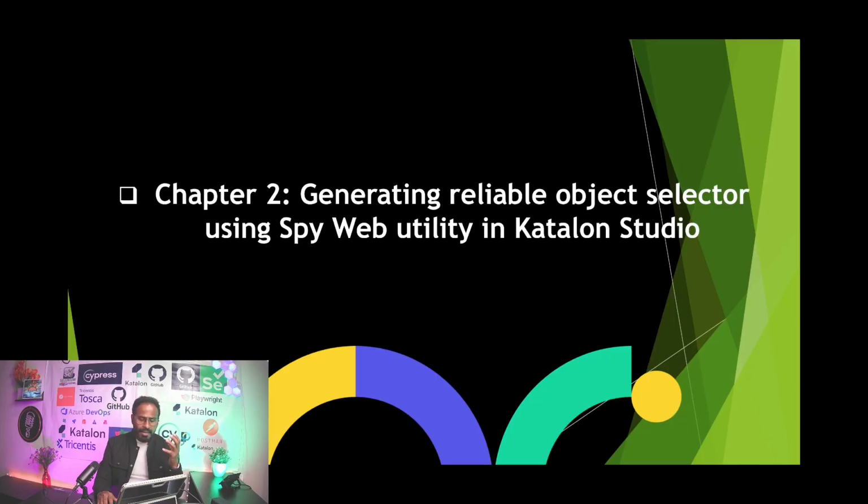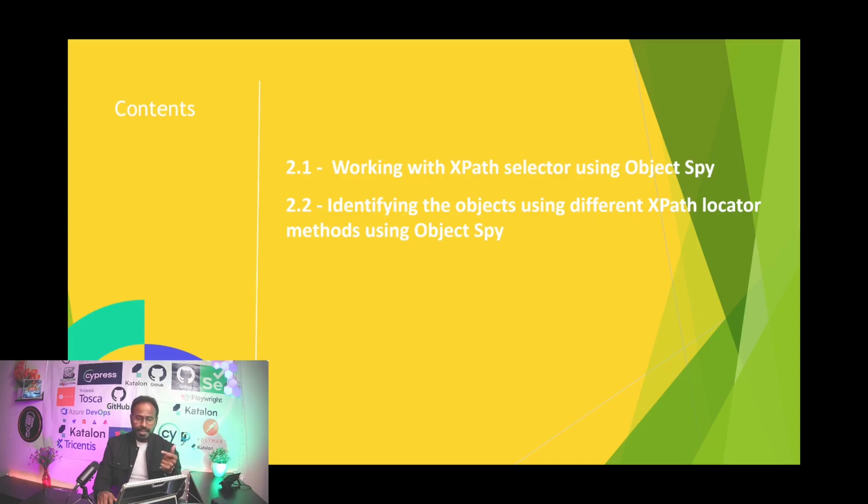And then in chapter 2, I'm going to talk about generating reliable object selector using Spy Web utility in Katalon Studio. As part of this, first I'm going to teach you how can you work with XPath selector using object spy and how to identify the objects using different XPath locator methods using object spy and how to identify the objects using attribute and CSS locator methods using object spy.